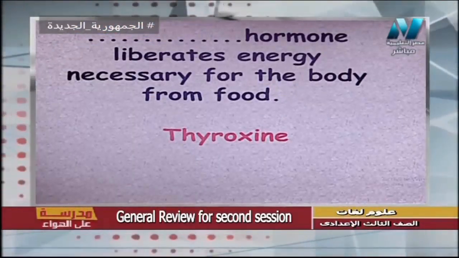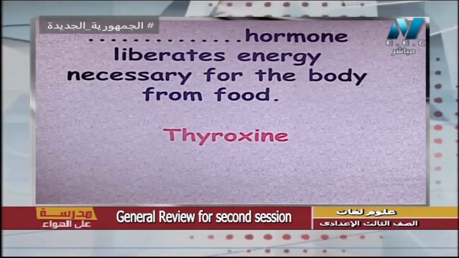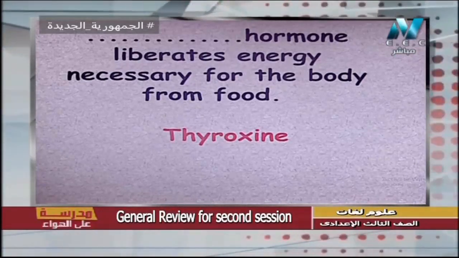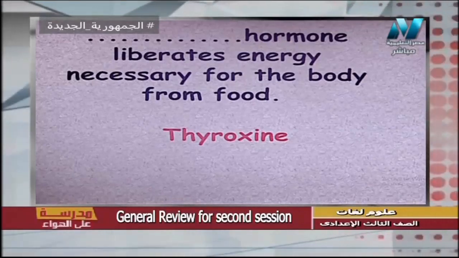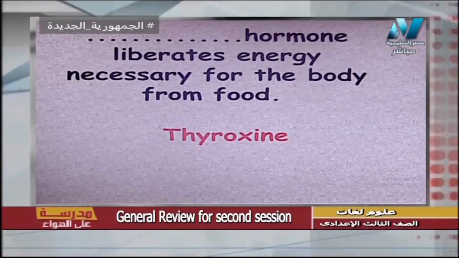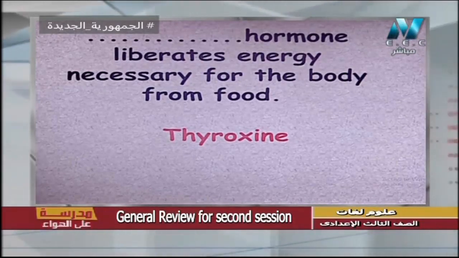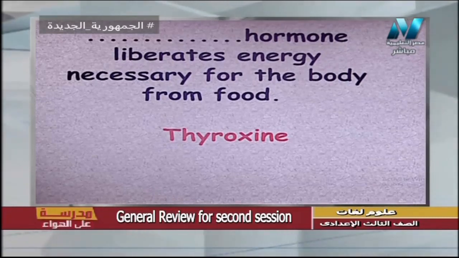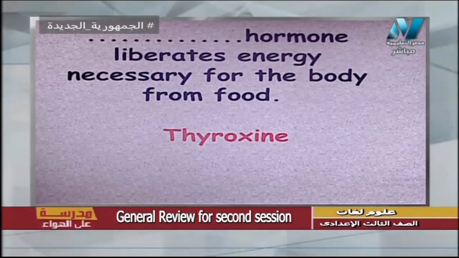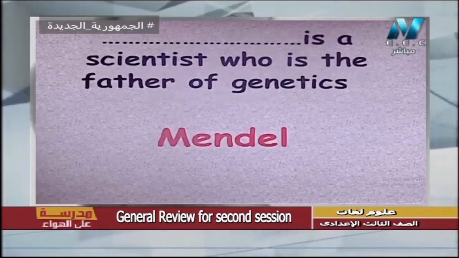يبقى هقول كده: thyroxine hormone liberates energy necessary for the body from food. ناخد بالنا ان الثايرويد ليها هرمونين، في هرمون خاص بالفود اسيميليشن اللي بنتكلم عنه في السؤال ده اللي هو ثايروكسين، وفي هرمون تاني خاص بتنظيم الكالسيوم في الدم اللي هو كالسيتونين.